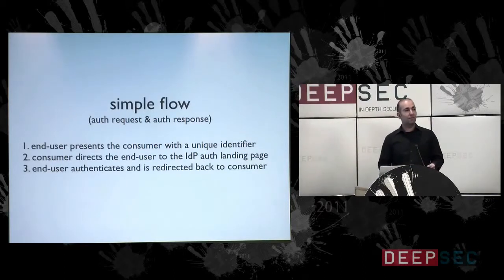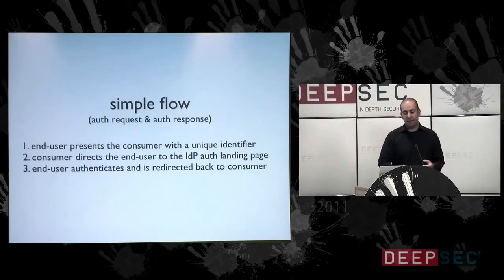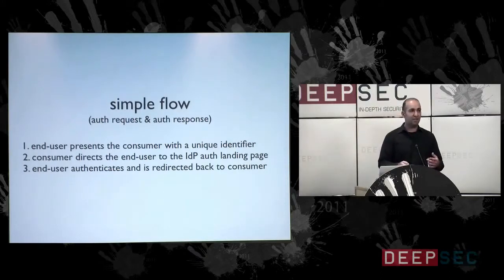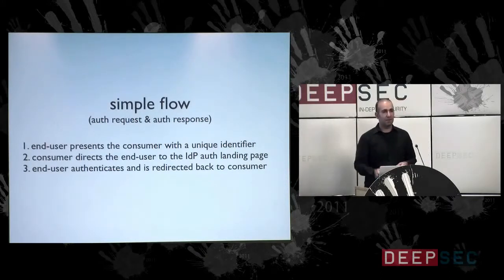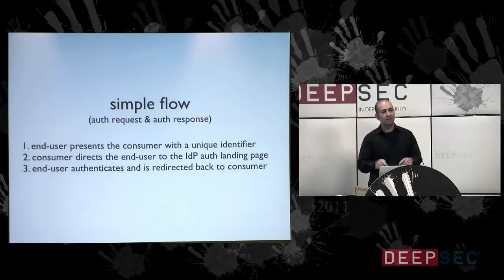And the consumer directs you to the authorization endpoint on the identity provider. Then you authenticate and then get redirected back to the consumer. Then you can access the content. So there's a lot of HTTP redirects going on, and that's just a very basic flow. There's some trust management. There's some crypto going on here that we're not going to talk about.